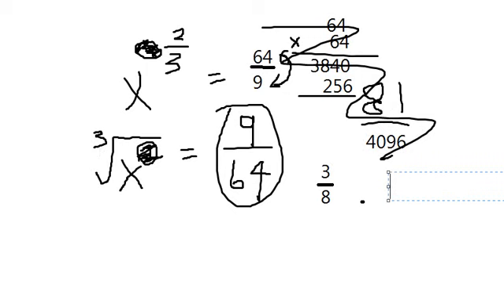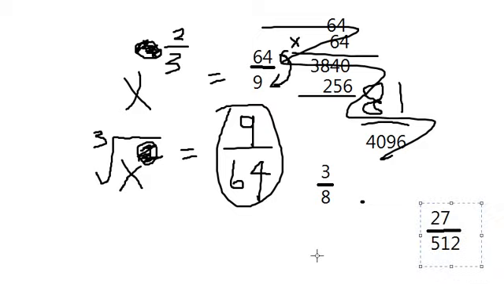So now you have to cube that. 3 cubed is 27, and 8 cubed is 64 times 8, which is 512. Why did that take me so long? I can't believe it. Well, you guys have paper and pens, I have brains. So this is the answer to that question.